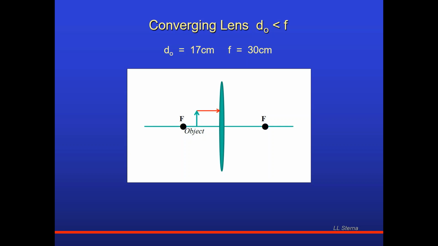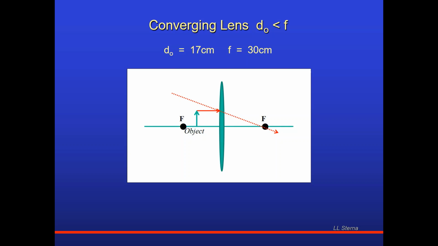Here's the parallel ray striking the lens. Okay, converging lens, that one will go to the focal point, similar to what we've seen before. But the second ray should come to or from the focal point. How can we make that happen?